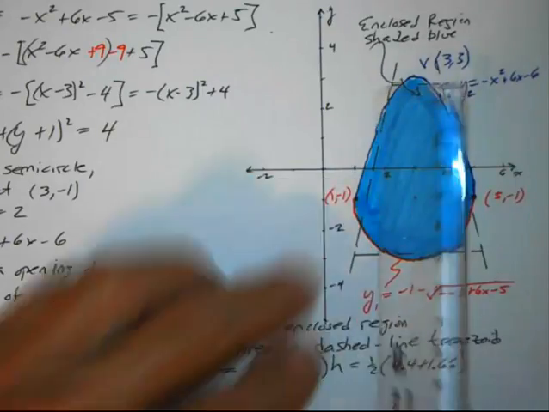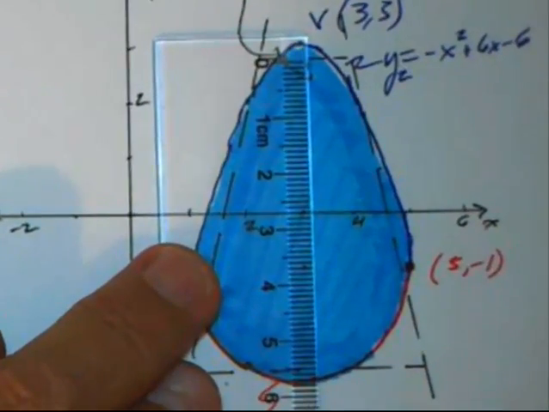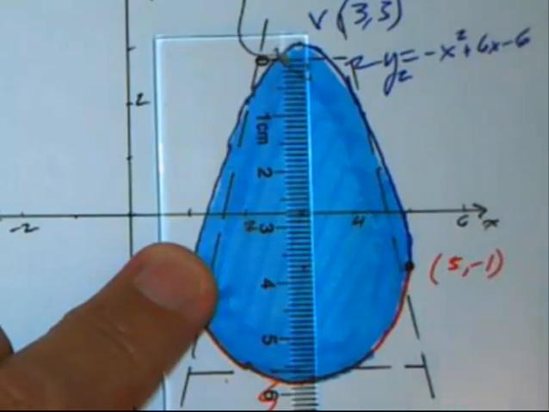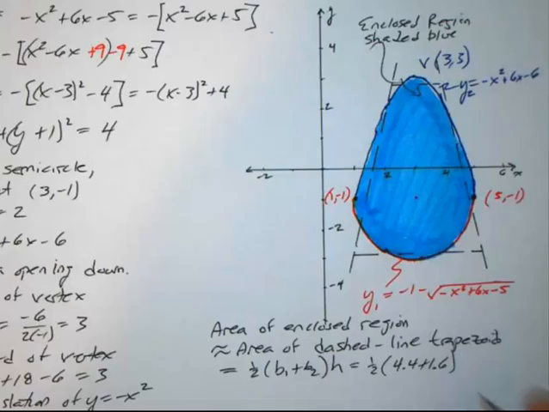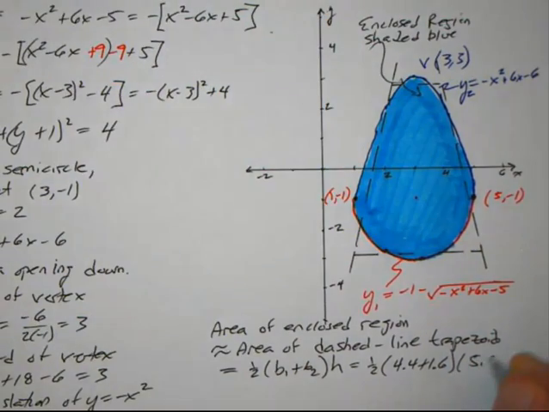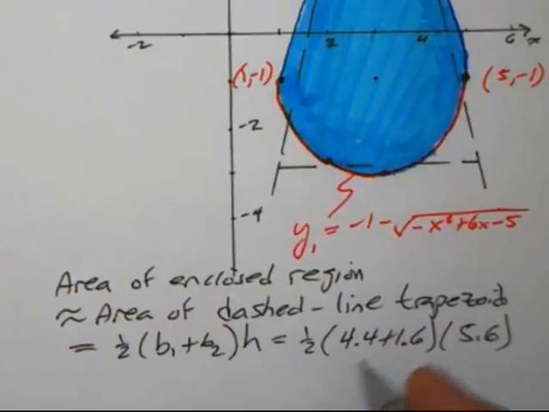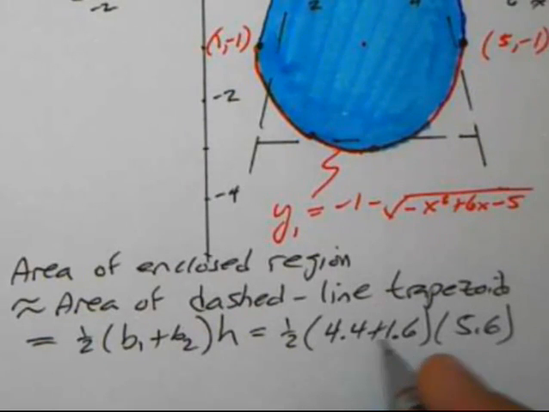The height or altitude looks to be 5.6. Let's see, what does this give us? Half of 6 is 3, so 3 times 5.6. That'll be 5, 10, 15, plus 1.8, which is 16.8 square units.